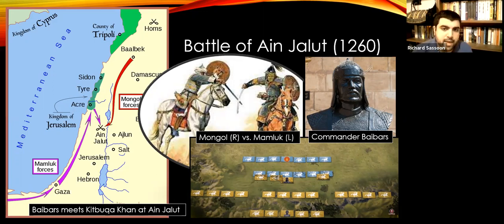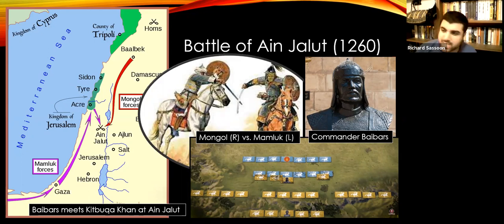And they managed to encounter Kitbolka near what's called Ain Jalut. Ain Jalut in Arabic just means the well of Goliath, Goliath being the biblical character, because supposedly David slew Goliath here, which is very fortuitous. Now, the forces, in terms of size, between the Mamluks and the Mongols were relatively equal.